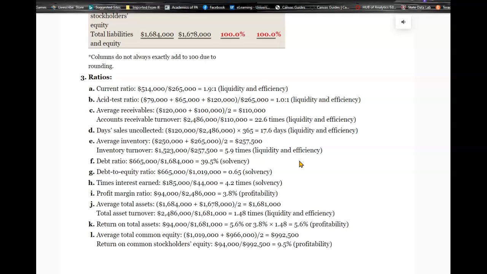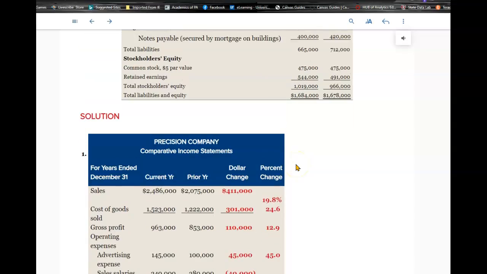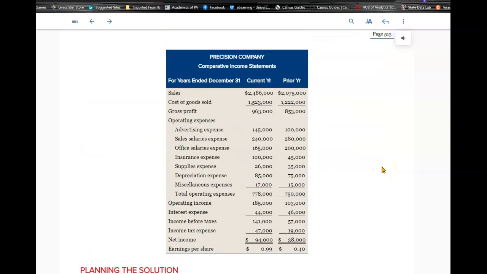All right. Then you've got times interest earned. Times interest earned is going to be a function of, let's go up and take a look to see where they're pulling these numbers from. Okay. So we want to come up here and we're going to be looking at this, and we say we're looking at operating income of $185,000.